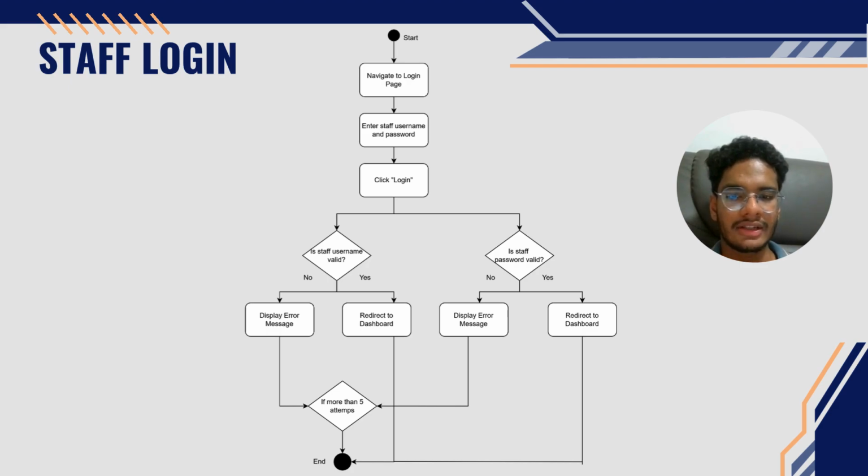After that, the system will check the credentials, which is whether the username and also password is valid or not. In case the username or password is invalid, it will display an error message. And if the username and password is valid, they will be directed to their dashboard according to their role. Then, if the attempt is more than 5 times, the system will automatically end the process for security purposes.